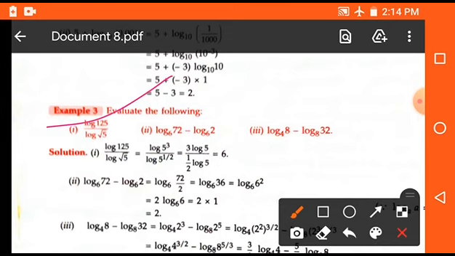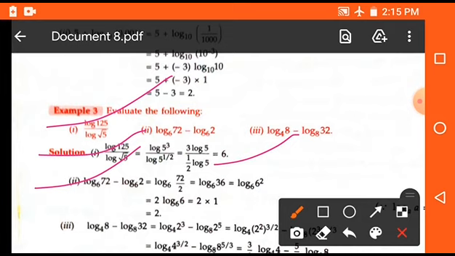Now take another example: log 125 upon log root 5. So we can write log 125 upon log root 5 is equal to log 5 to the power 3 upon log 5 to the power 1 by 2. It means that we can write it as 3 log 5 upon 1 by 2 log 5. It means that we will find only 6.